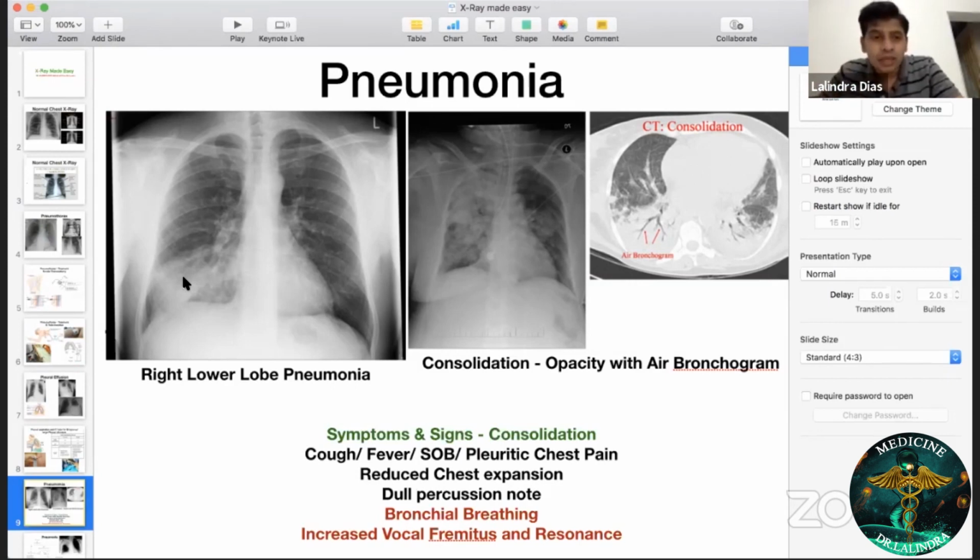So that's called air bronchogram appearance. It's an opacity. You can see the white color. White color is called opacity. Opacity with these black lines or black holes. So black lines or black holes are the cut sections.